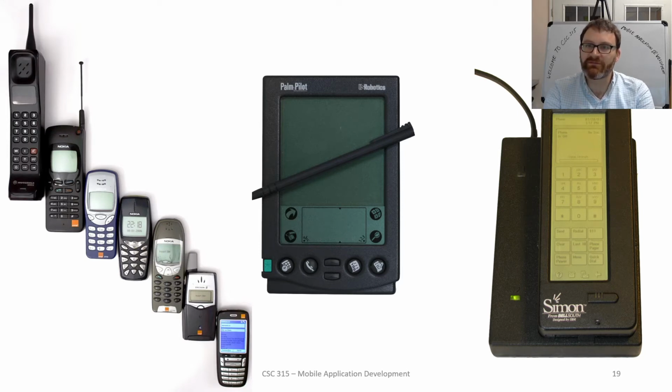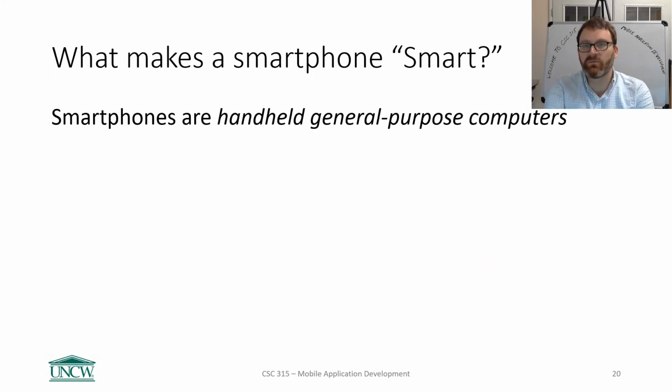Pretty cool stuff, right? And so the Simon is really the first instance of what we would call today the smartphone. And now, pretty much today, every phone is a smartphone. So what in the world is a smartphone? What makes a smartphone smart? Smartphones are handheld general purpose computers.